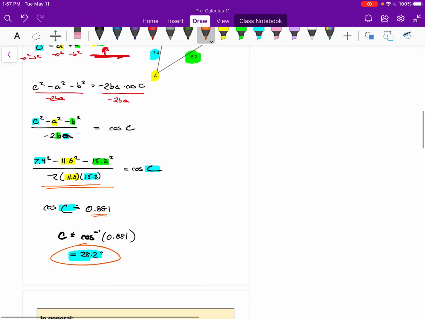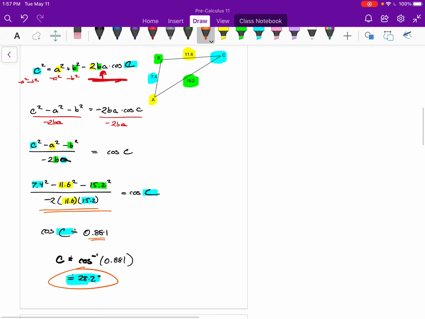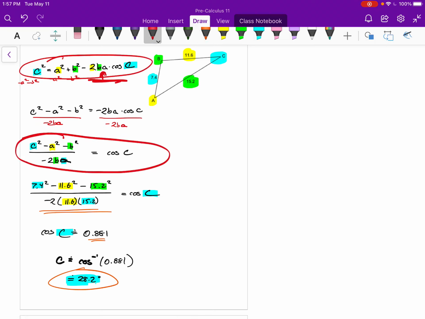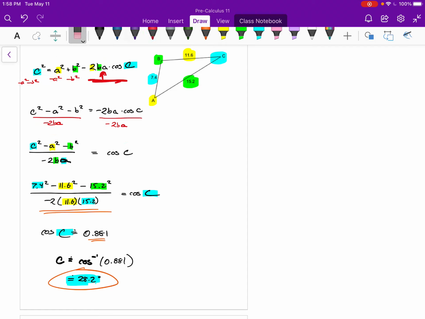And so sometimes students, and it's not a bad idea, memorize two forms of the cosine law. One is the form that I started with right here, and another is the form after you've isolated for cos C. In the end, though, as long as you just know the first one, you can always get to the second.